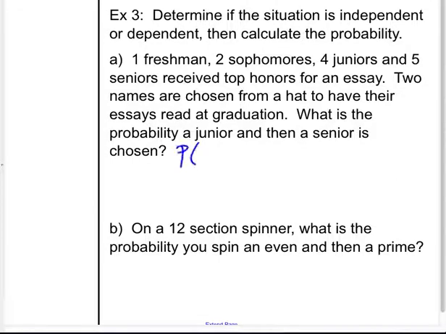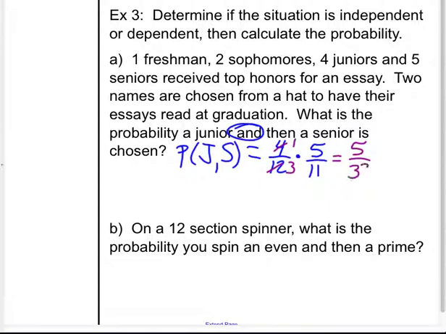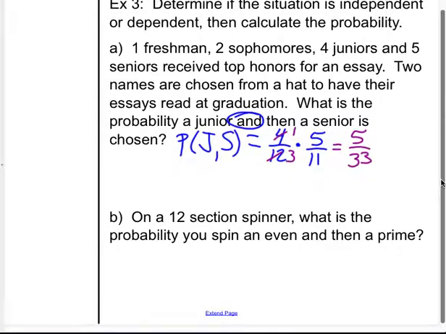So the probability that we get a junior and then a senior, we have 4 juniors out of 12 people, and we're going to multiply. There are 5 seniors, but now once the junior has been drawn, there are 11 people left to choose from. 4/12 simplifies to 1/3, so we end up with 5/33 for our probability.